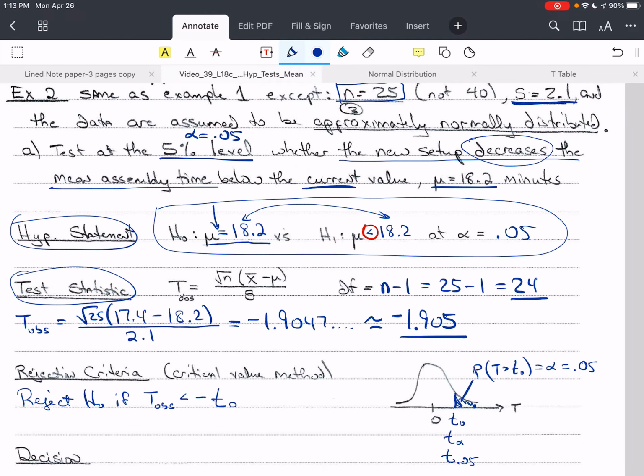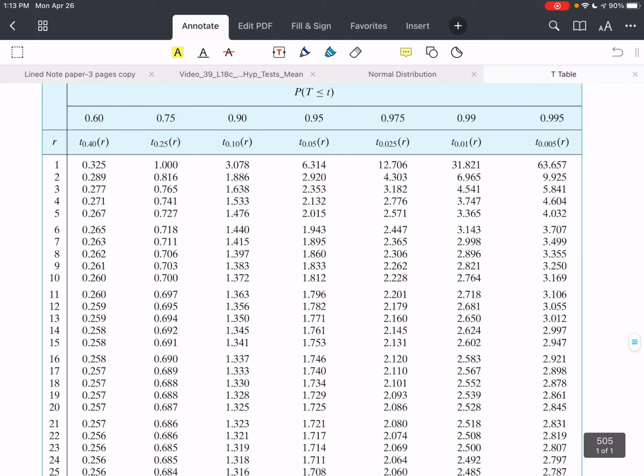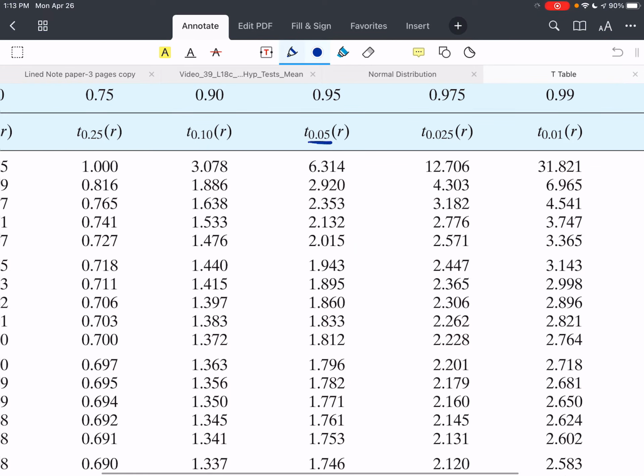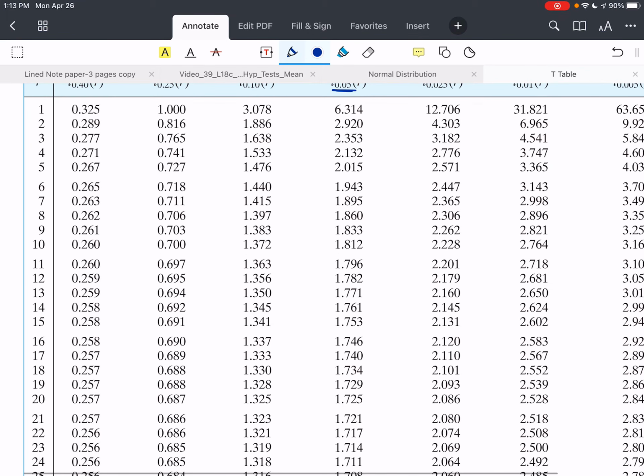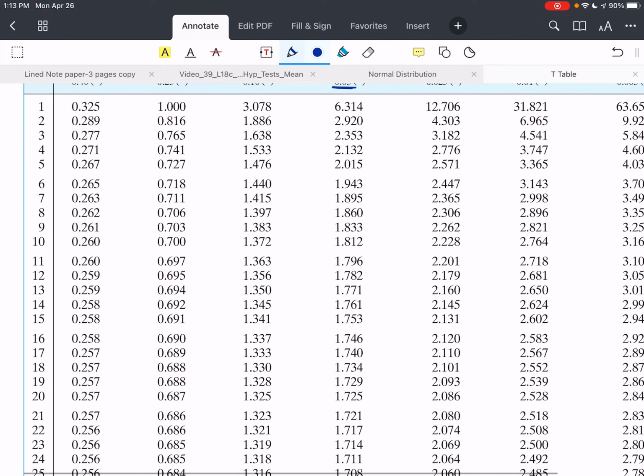So we go to our T table, and we want to find the alpha, or the subscript, is 0.05. So we look down that until we get to 24 degrees of freedom. And so that is right here. So 1.711 is T naught.